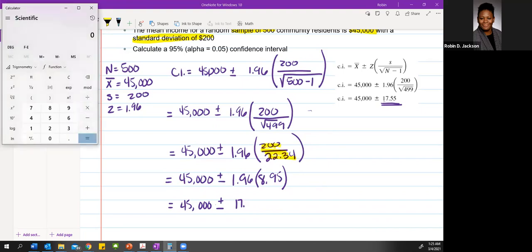All right, so remember I did 200 divided by 22.34, and I got this long number. Well, if I didn't round it up and I just multiplied by 1.96, that's how they're getting the 17.55. So it depends on how you're doing your addition and subtraction, rounding up.